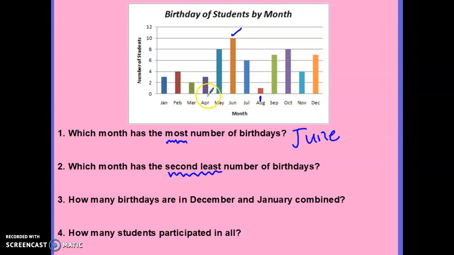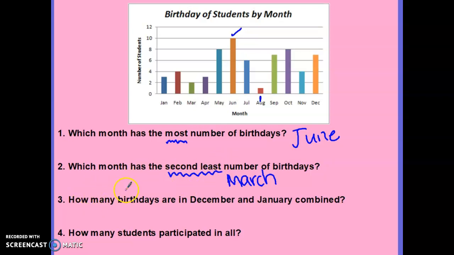Is it April? Well, March right here is a little bit smaller than April, so it appears that March would be the next one that is the smallest. I like that. So here we have March. Notice it's not the smallest. It didn't ask me for the least, which one has the least number. It said which one has the second least number. I think you guys are going to get this just fine.